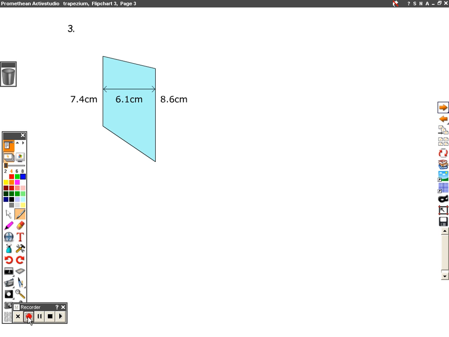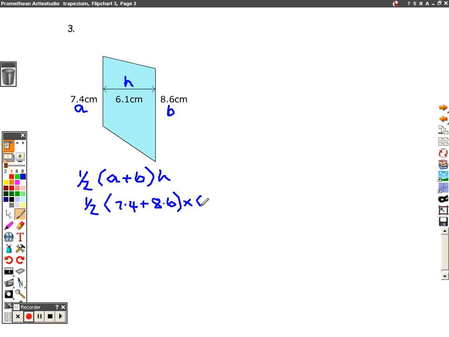Again, question 3 is set out slightly differently, but you've got to locate your two parallel sides. 7.4 and 8.6 are parallel to one another, so that's going to be A, that's going to be B. It doesn't matter what way round your A and B are, as long as you locate the parallel sides. H is going to be your 6.1. So once again, using your formula, the most important thing is that you label it correctly. Half 7.4 plus your 8.6 multiplied by 6.1. Okay. When you do that, you type it all into your calculator, you get 48.8 centimetres squared.